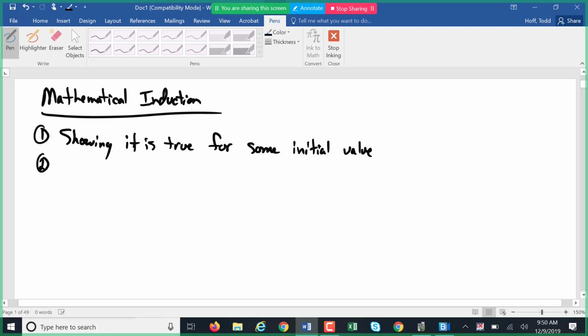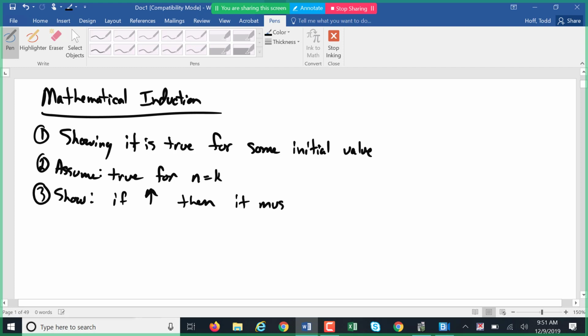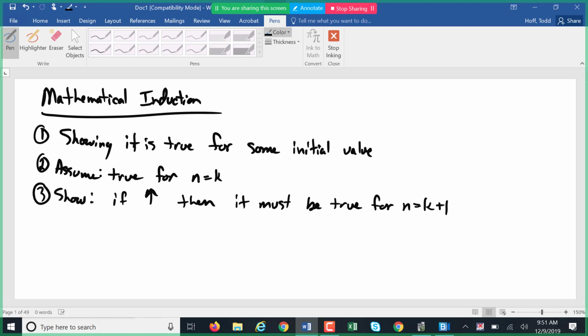So then the second step is you assume it's true for n equals k, and then show that if it is true for n equals k, then it must be true for n equals k plus 1. Well, what does that mean? Well, here are some simple examples that we can come away with.